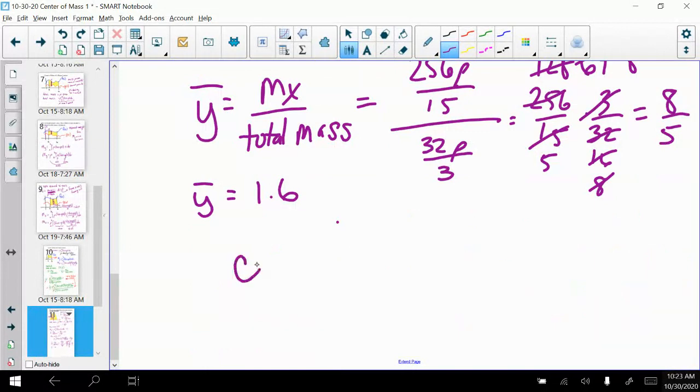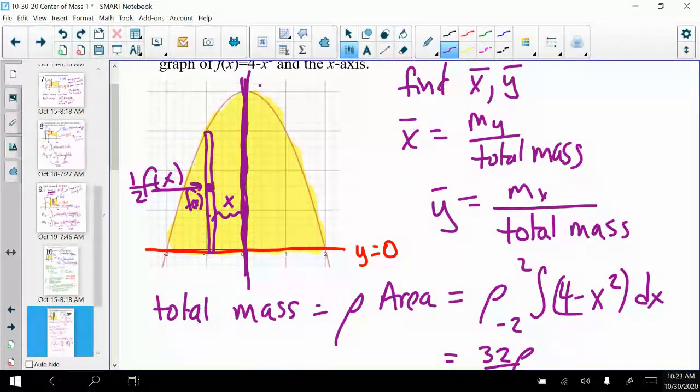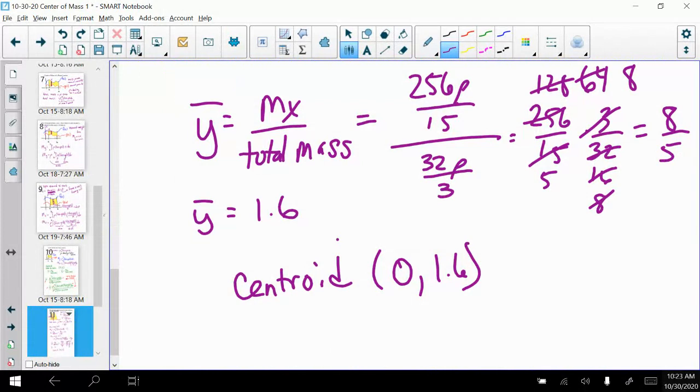So it's saying that our centroid, or our center of mass, or our balance point, is at 0, 8/5. So we go back up and look at that, 1.6. It's saying right about here is where it would balance. That looks pretty reasonable because this side up here isn't as thick as the side down here, so it's not going to be as heavy. Cool.